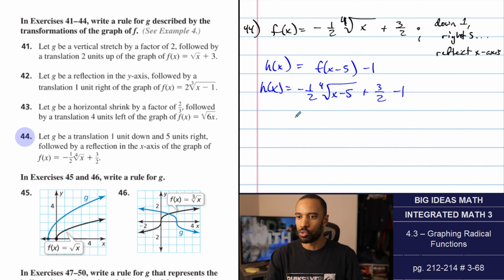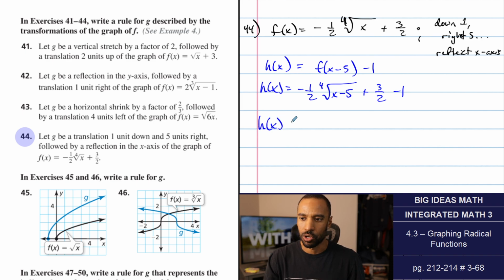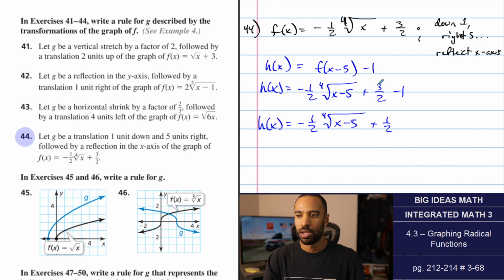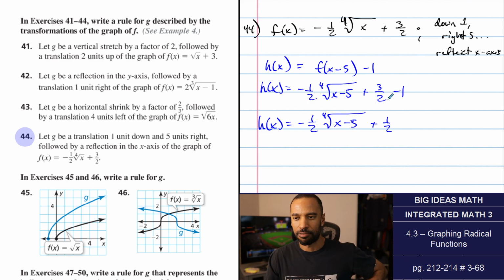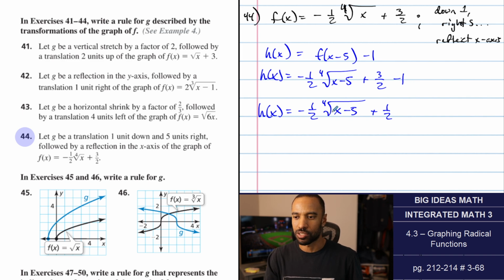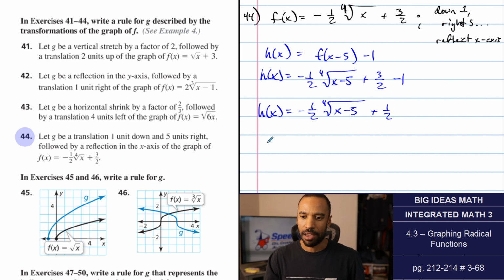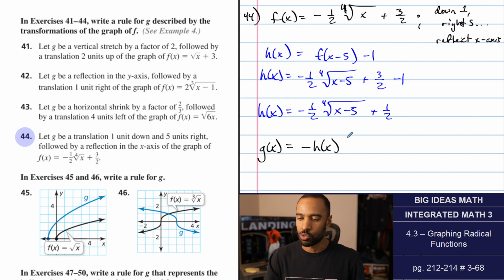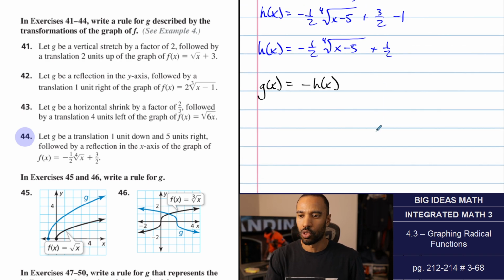So it looks like we got to do 3/2 minus 1 as a whole. That's the only thing that actually I can change inside here. Negative 1/2 times the 4th root of x minus 5, and instead of plus 3/2, it's actually plus 1/2. 3/2 minus 2/2 is 1/2, and there's that portion. Now we're going to do a reflection in the x-axis. So for this one, we have to do g of x equals negative h of x. Reflection in the x-axis is flipping over the y values. So we're going to flip everything here over.